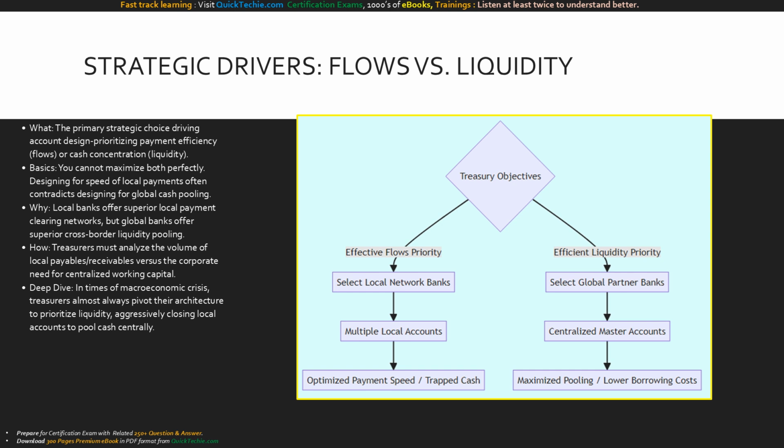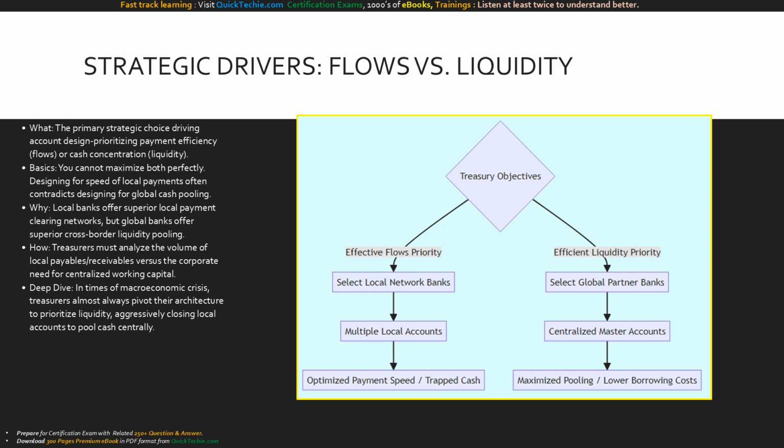This diagram illustrates the structural trade-off every treasurer faces. At the top, we have our core treasury objectives. The path splits into two distinct strategies. The left path, effective flows priority, leads to selecting local network banks and maintaining multiple local accounts. This route optimizes local payment speed, but unfortunately results in trapped cash. The right path, efficient liquidity priority, leads to global partner banks and centralized master accounts. This structure dramatically maximizes pooling and lowers borrowing costs, but sacrifices some local agility.